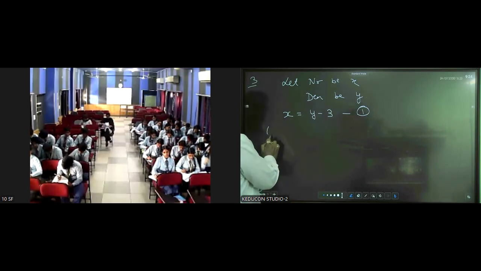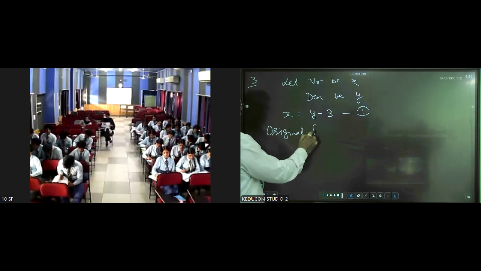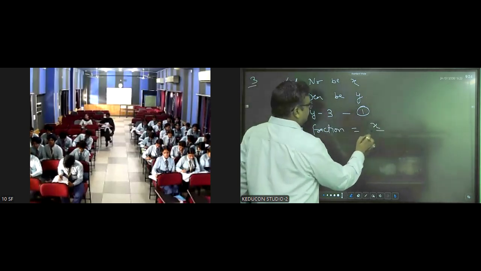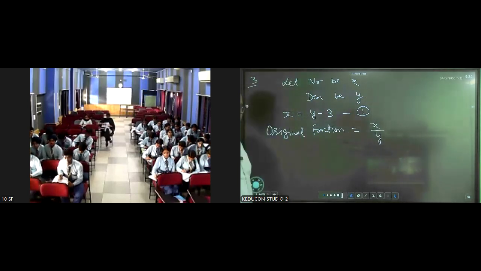Now comes the second statement. If 2 is added to both numerator and denominator, numerator as well as denominator, the sum of new and original fraction. Now what will be the original fraction? If x is numerator, y is denominator, this is the original fraction.